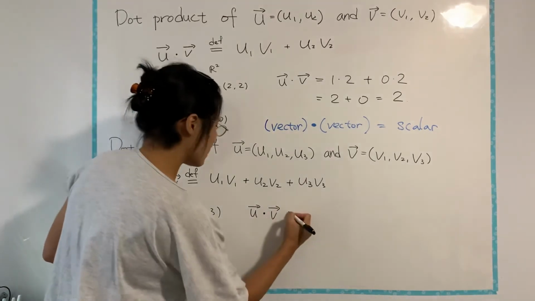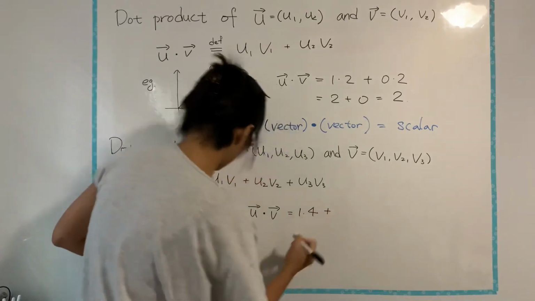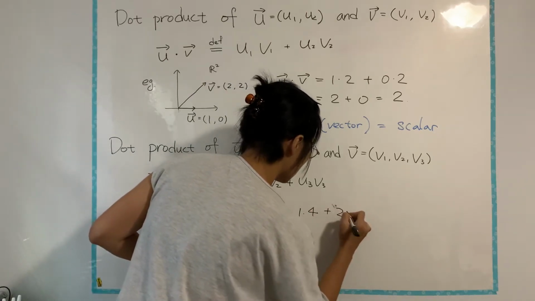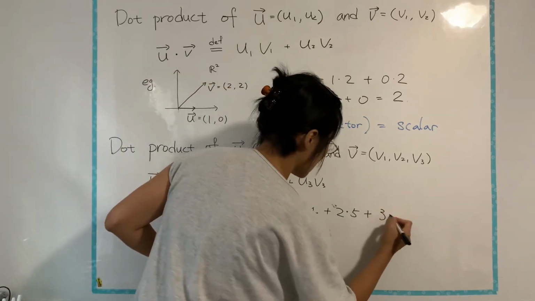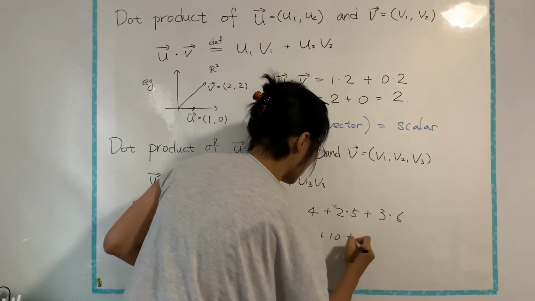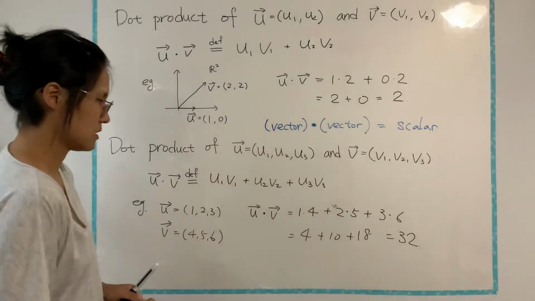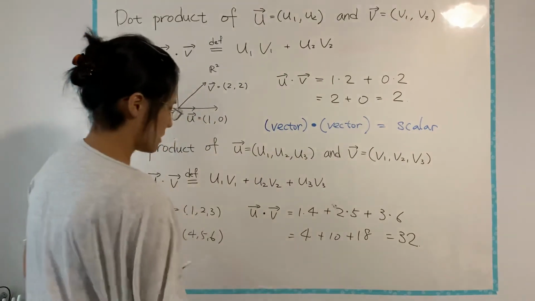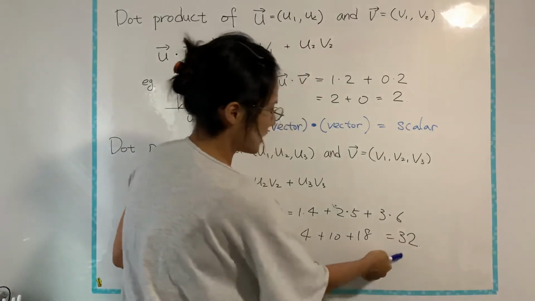Now according to the formula, 1 times 4 plus 2 times 5 plus 3 times 6. Let's write this out: 4 plus 10 plus 18. This gives us 32. As you can see, we still have this format: a vector dot another vector equals a scalar.